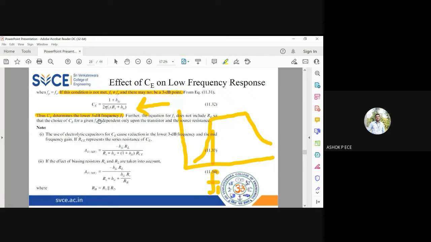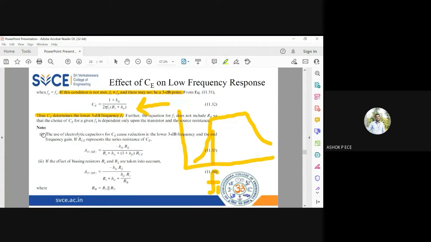And for the CE, you can see F1 depends on all these parameters, HIE and HFE, which are transistor dependent, and RS, which is your source resistance. So depending on what value of F1 you need, you can fix the value of CE. Or whatever value of CE you fix, you can correspondingly find what the cutoff frequency F1 is. So both things are possible.